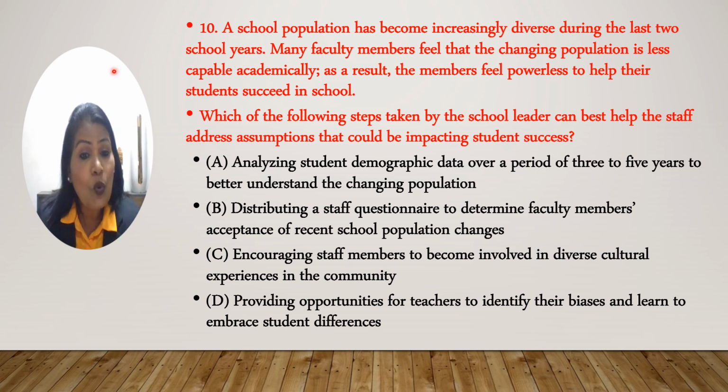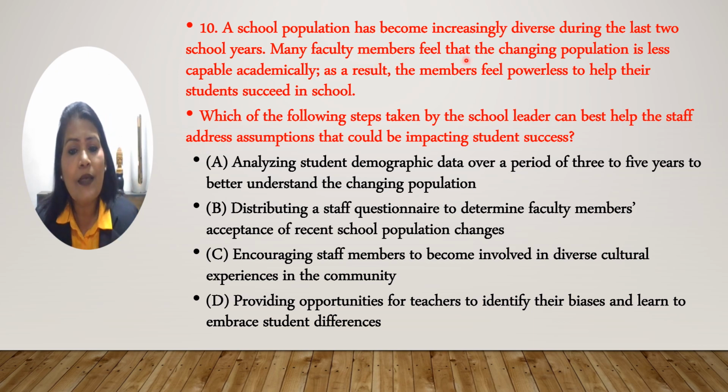Yes. A school population has become increasingly diverse during the last 2 school years. Many faculty members feel that the changing population is less capable academically. As a result, the members feel powerless to help their students succeed in school. Which of the following steps taken by the school leader can best help the staff address assumptions that could be impacting the students' success? Now, there are 4 options given. Check it. I want you to read it.